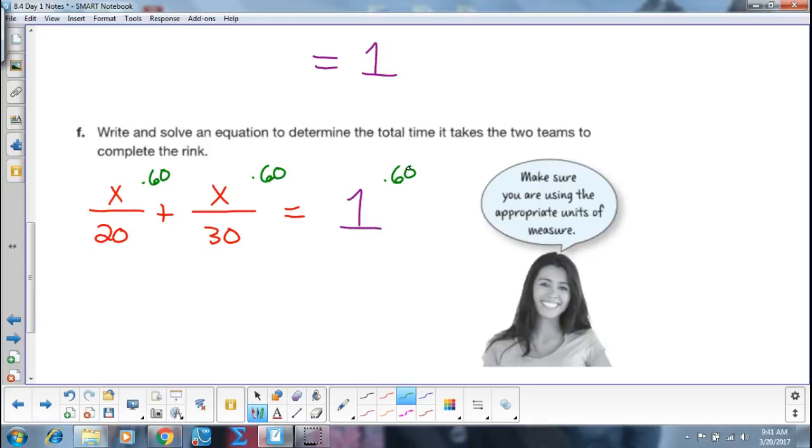60 divided by 20 is 3. I'm sorry, 3. What is it? I said 32. Lots of people said 30. Okay? All right? 60 divided by 30 is? Clearly. 60 times 1 is 60.